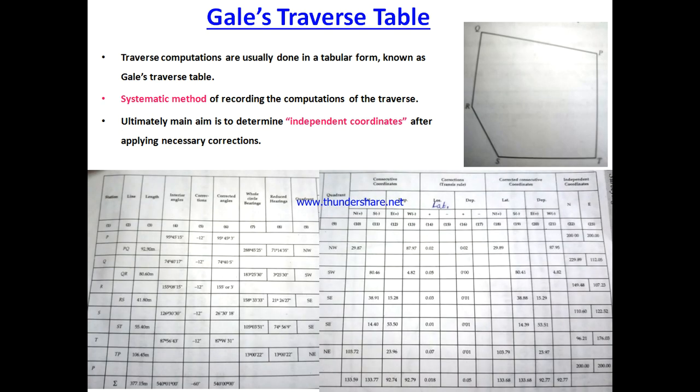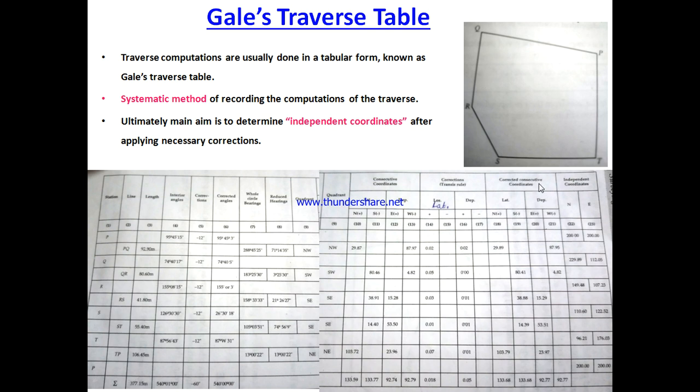Now the next table we have to discuss is the traverse table. So the traverse computation should first of all be done correctly. It should be checked properly whether any closing error is there or not. If the closing error is not there, we have to put all the values properly in a systematic manner so that we can get the independent coordinates at the last in order to plot the particular traverse.